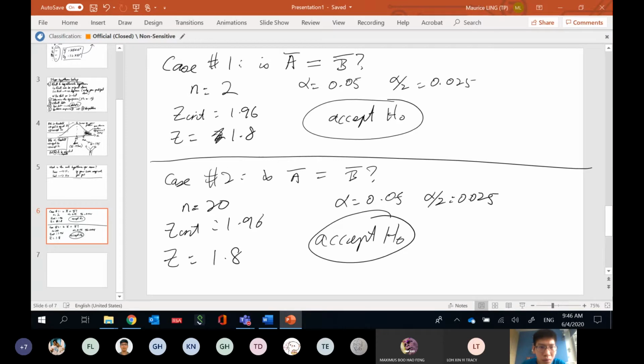So Max, based on this, which study will you be more confident in? Maxi? Case 2. Why case 2? All of you accept case 2, you'll be more confident of the conclusion, right, but why case 2? Because there's a larger number of people, so it'll be more fair. Correct. Sample size is larger. Yes. Okay, so correct. You are more confident.